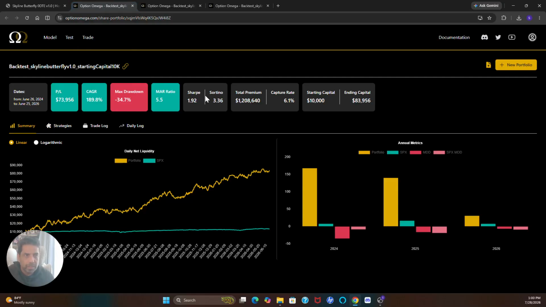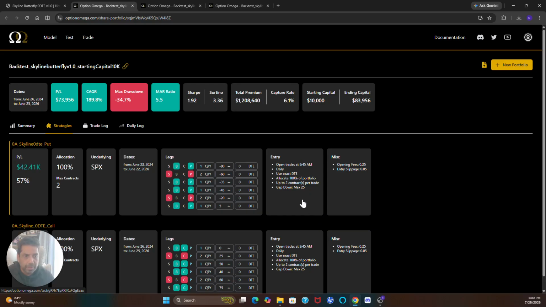Now let's go to the one with the higher capital, and all 3 of them have the same strategies, from a put and the call butterfly standpoint, and all 3 are opened at 9:45 a.m. and the same as the baseline, same capital allocation, same number of contracts, and max gap down of 25, and the same commissions as the baseline and the slippage. The P&L is the same. The CAGR is low because the starting capital was high, and the max drawdown is on the lower side.